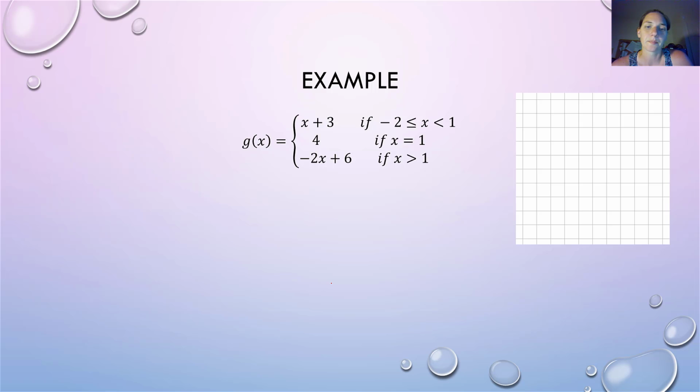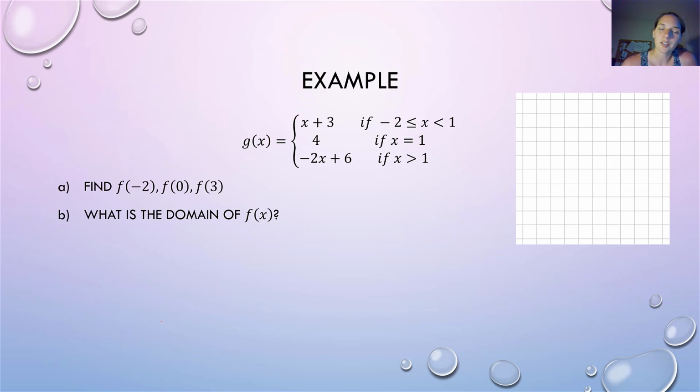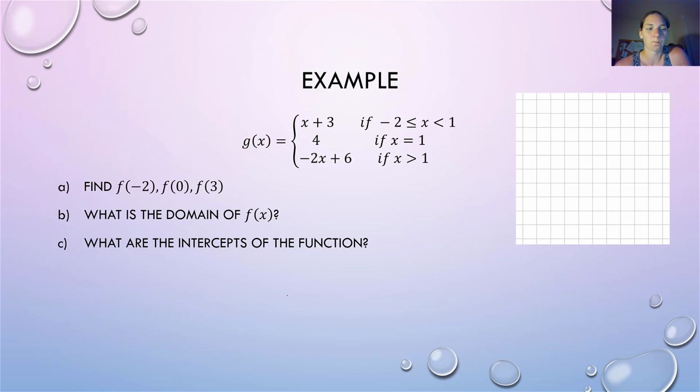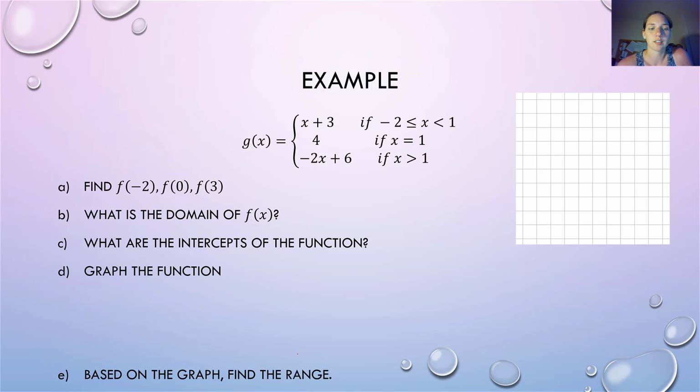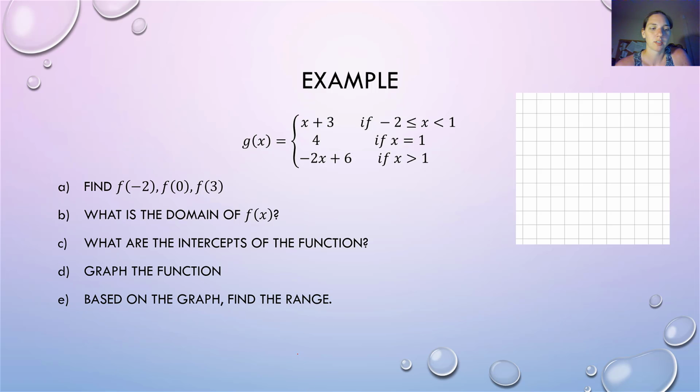Try to do each piece. Find f of negative 2, f of 0, and f of 3. What's the domain? Remember, you should pause it here to be able to write some of this out. What are the intercepts? Remember how to find them. Graph it. Find the range. And is it continuous? So take a few moments to do all of that. And then when you come back, we'll show you the answers.